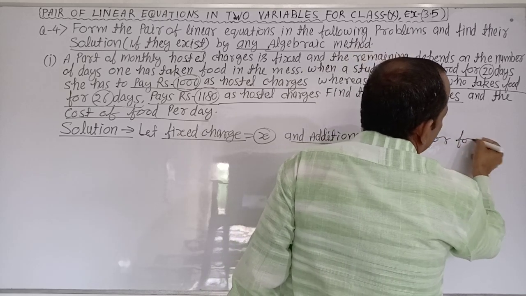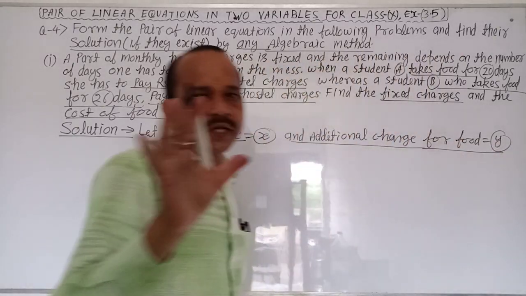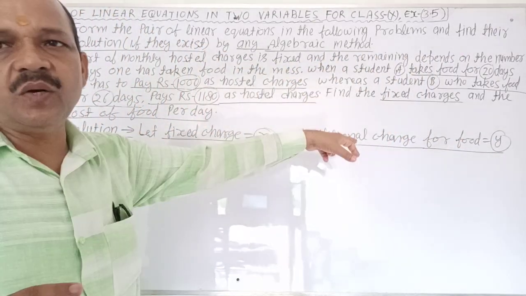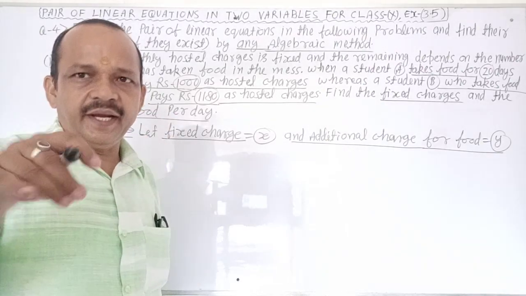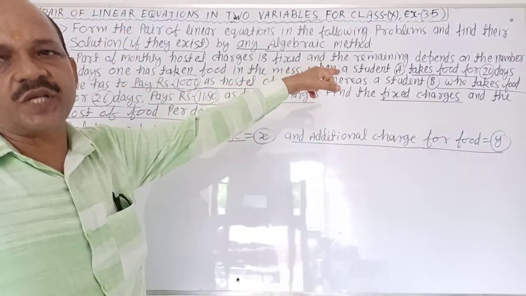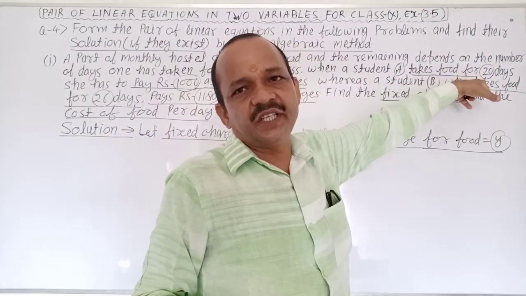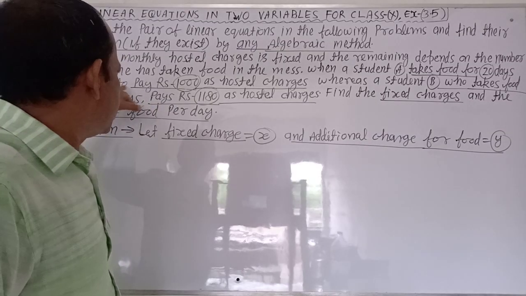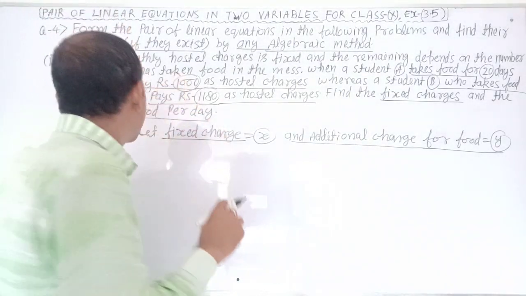For food equal to y. It is clear? No confusion about it? Very good. According to the question and according to the first situation, student A takes food for 20 days and pays Rs 1000. Clear?